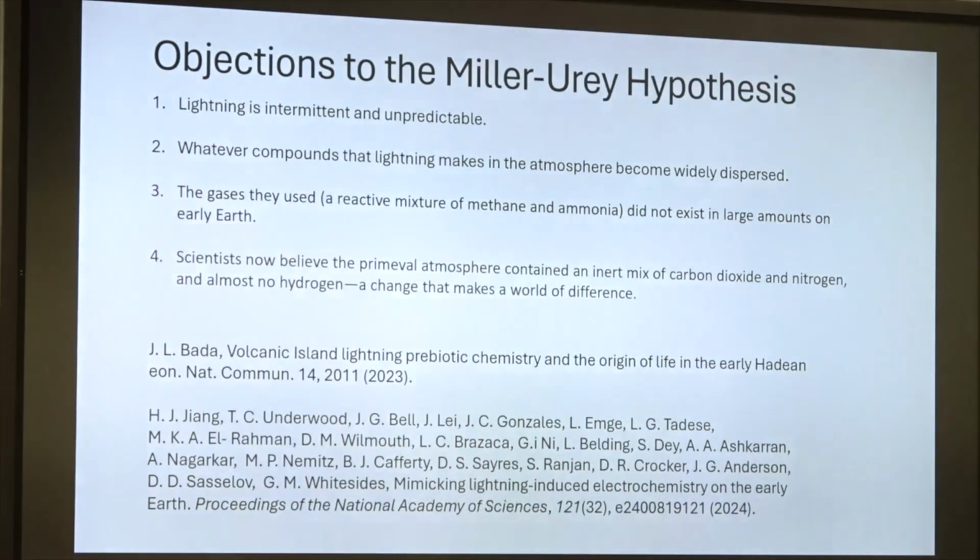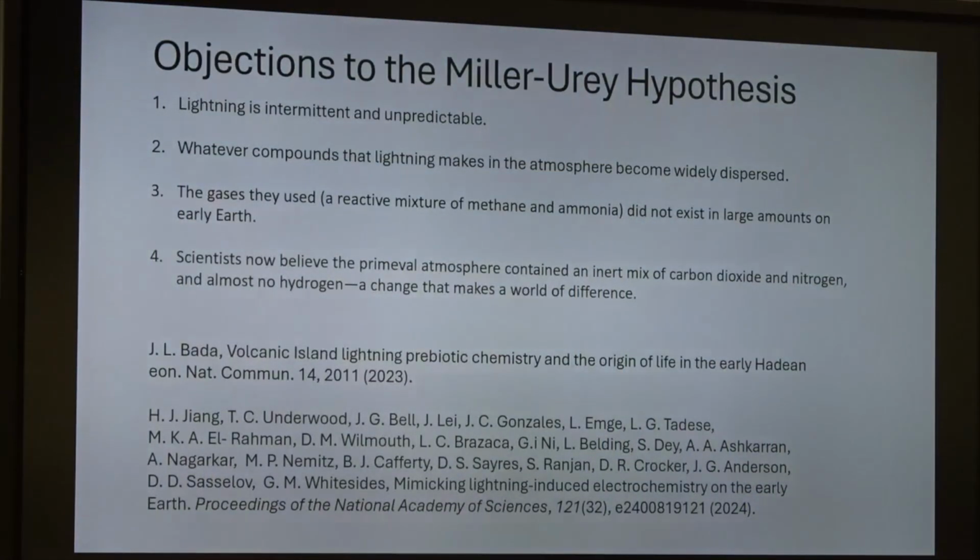And there have been objections to the Miller-Urey hypothesis. This is what I learned first when I was going to high school. People said, oh, it's really due to lightning in the sky that makes building blocks of life. And then people said, wait a moment, lightning's intermittent and unpredictable. And whatever compounds are made in the sky's big, goes everywhere.